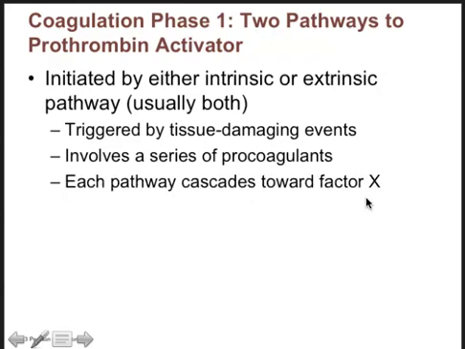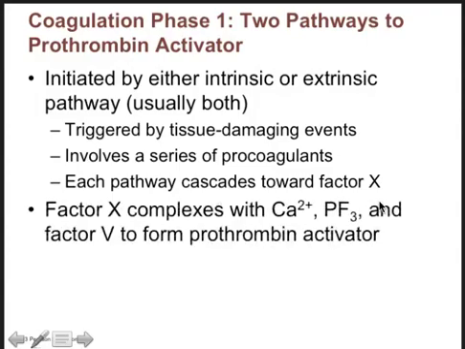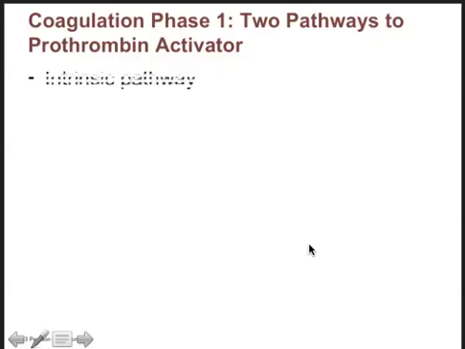Each pathway cascades towards a protein that's in the plasma known as factor 10. Factor 10 complexes with calcium, PF3, and factor 5 to form prothrombin activator. Prothrombin activator is what is going to eventually trigger the conversion of fibrinogen into fibrin.